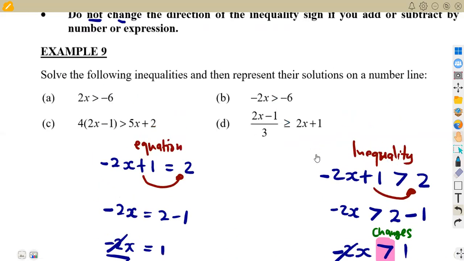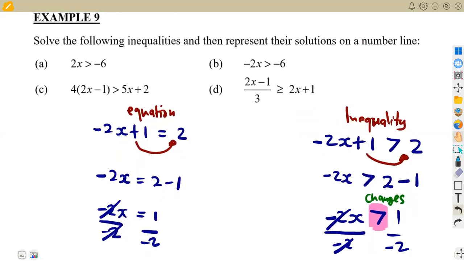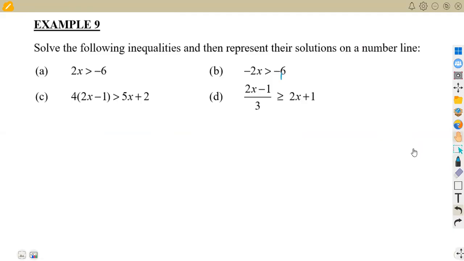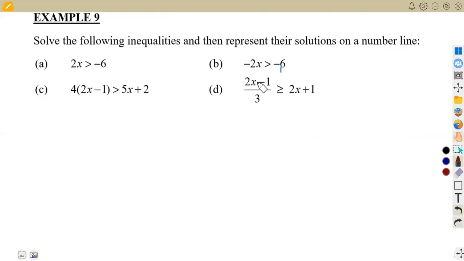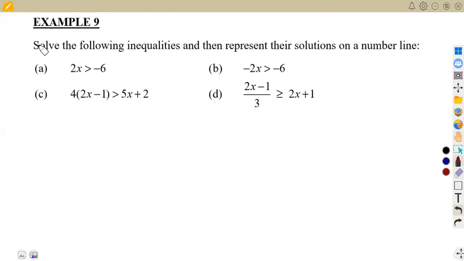So let us see our questions here. We are given questions. Solve the following inequalities and then represent their solutions on a number line. Remember, we talked about a number line from our mathematics grade 9, whereby we saw a number line can represent the values of x. We shall talk about that one as we are indicating our solutions. But for the meantime, I want us to focus on the solving.